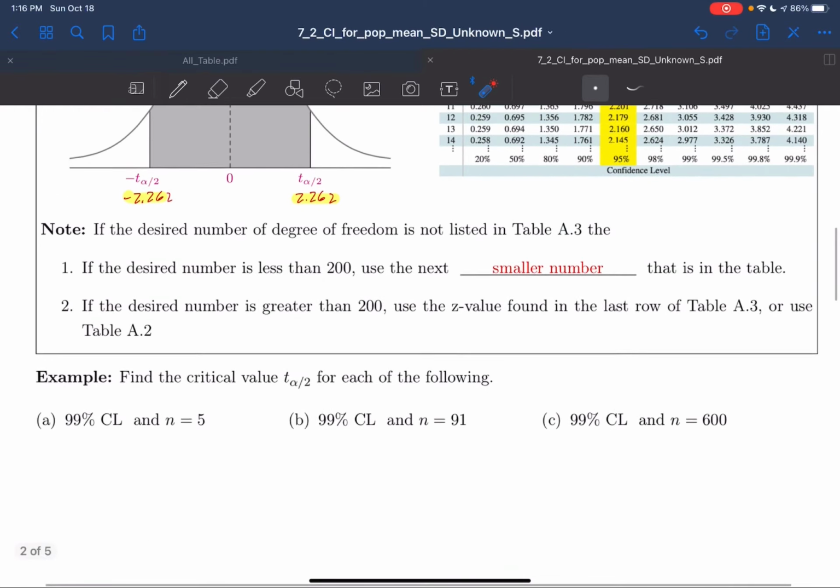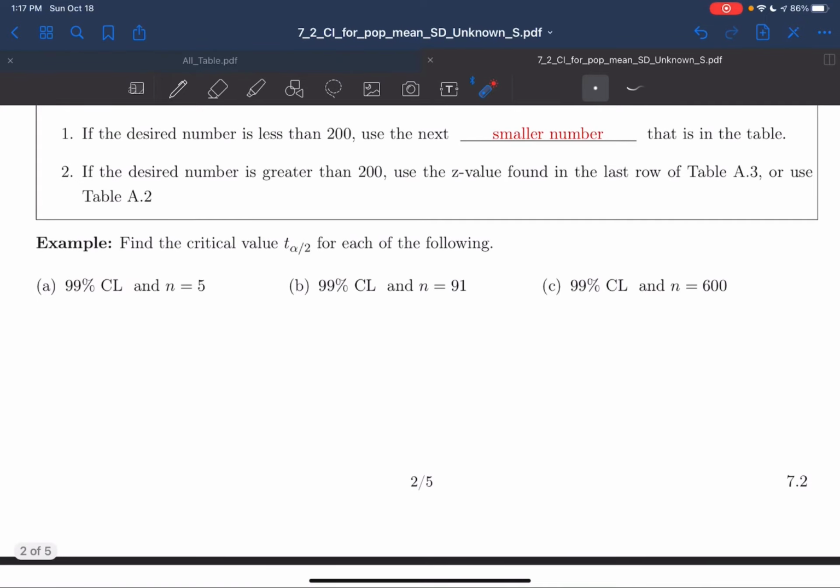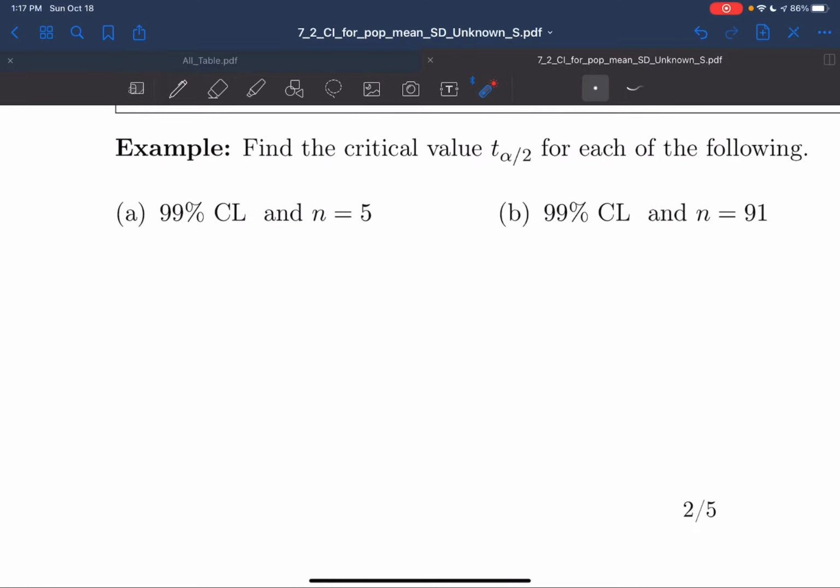Let's practice finding critical values for a specific confidence level and degree of freedom. So let's say you were given a confidence level of 99% and your sample size was 5. First thing you want to do is compute your degrees of freedom. So your degree of freedom is just n minus 1, which is 5 minus 1, which is 4.